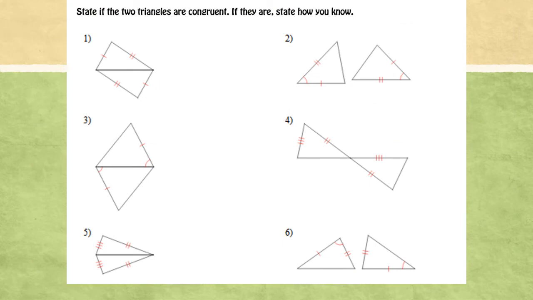So go ahead and redraw these and try them on your own. State if the triangles are congruent. Remember, you do have those 2 methods. You have side, side, side, and side angle side. Go ahead and pause the video. I'm going to go through these very quickly. Okay, so go ahead and pause, try these, and then check your answers here in a moment.